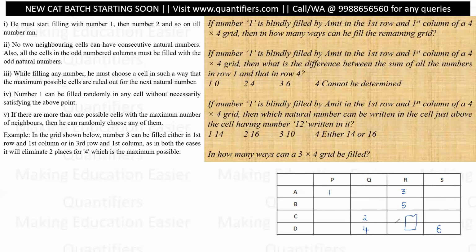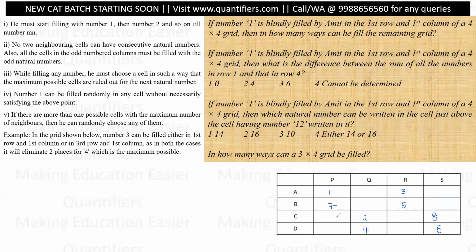Now 7 cannot be filled over here. So 7 will come here, here or here. Obviously I will fill 7 over here because these are the 2 possibilities eliminated for 8 now. So 8 cannot come here. 8 can come in either of these 3 cells. So where will I fill 8? I will fill 8 over here because it eliminates 2 possibilities. Now it's very easy. When we have got the gist, it is very easy.